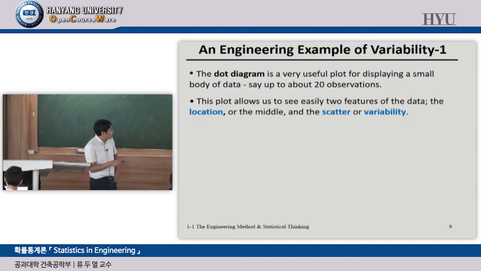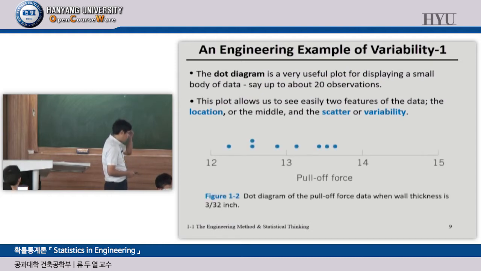And this plot allows us to easily see two features of the data. The first one is the location of the data, and the second one is the scatterness or variability of the data. And this is a typical example of the dot diagram for the pull-off force data when the wall thickness was 3/32 inches.